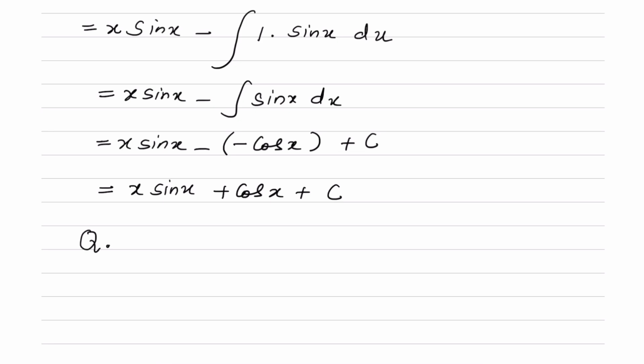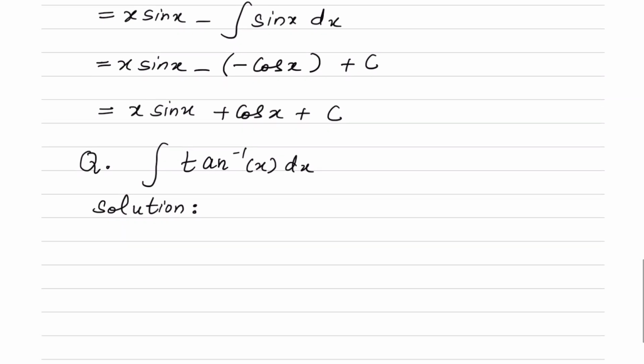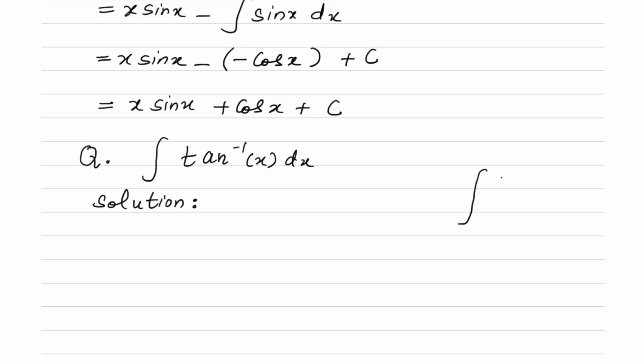Let's solve another question. This time we have to find the answer of this integral. Now we know that if we have the integral 1 over 1 plus x squared dx, the formula says its answer is tan inverse x. But we don't know what is the integral of tan inverse x. So we can try to find the answer of the integral of tan inverse x with respect to x by using the formula of integration by parts.